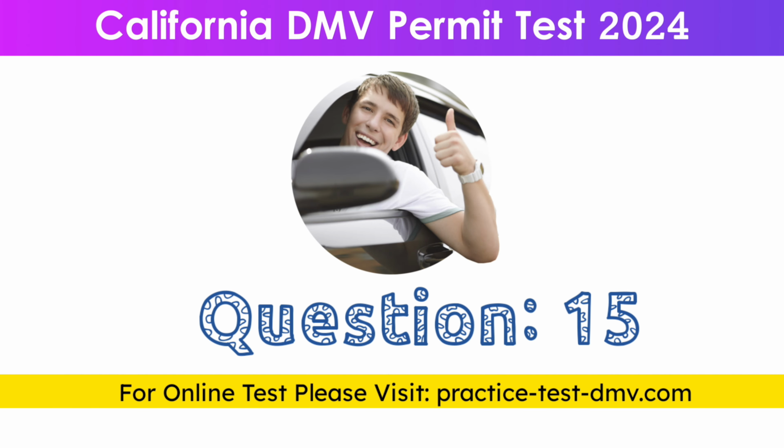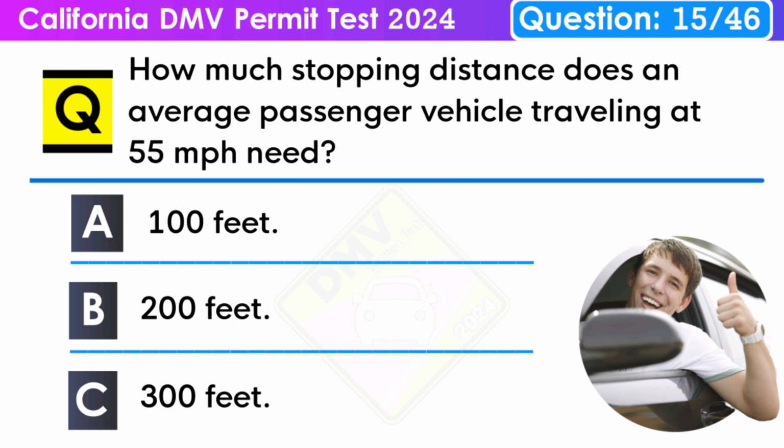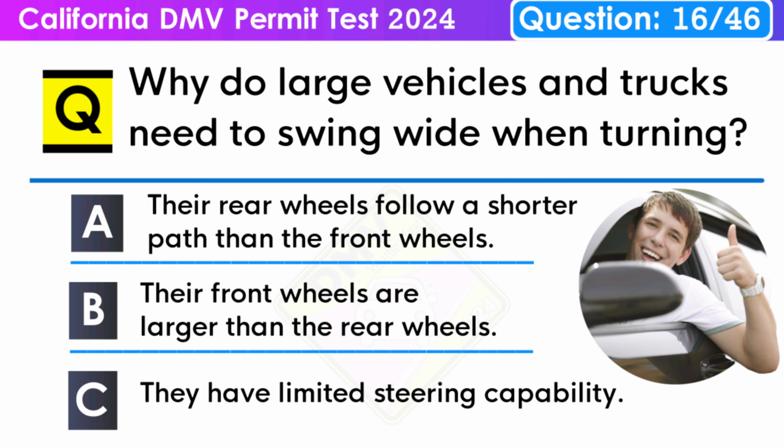Question 15. How much stopping distance does an average passenger vehicle traveling at 55 miles per hour need? A. 100 feet. B. 200 feet. C. 300 feet. Correct answer, C. 300 feet. An average passenger vehicle traveling at 55 miles per hour needs approximately 300 feet to stop. This is less than the distance required by a large vehicle, which needs around 400 feet due to its heavier weight.